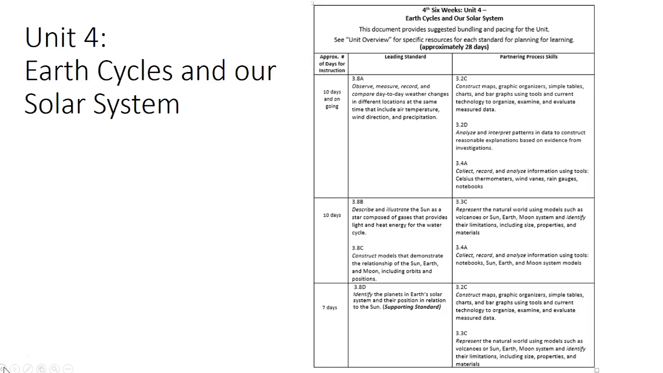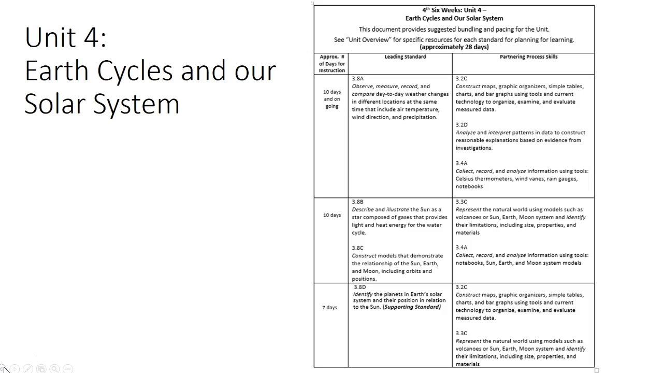components of that. And then we have that partnered with a model using the sun, earth, and moon and looking at orbits and positions of those. And we have a couple of process skills with that. And then we have 7 days for our last content standard, which is identifying the planets in Earth's solar system in order. And then we have a few process skills with that as well.